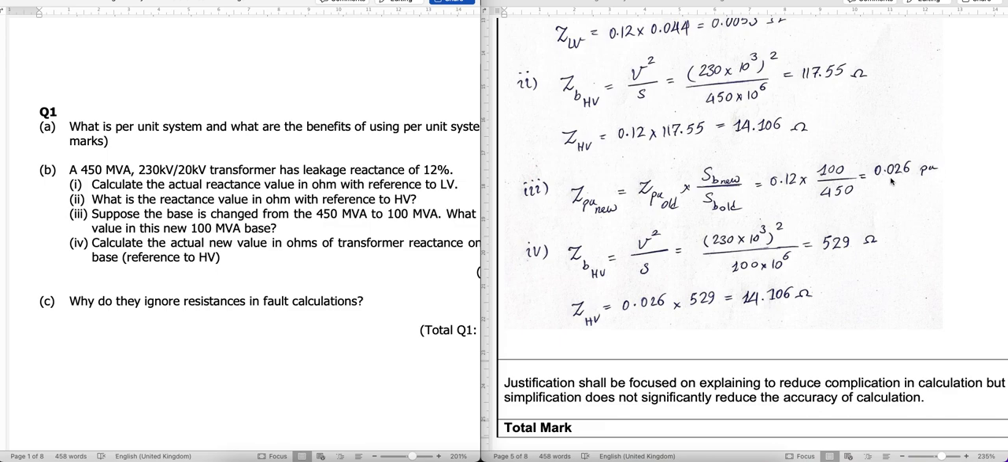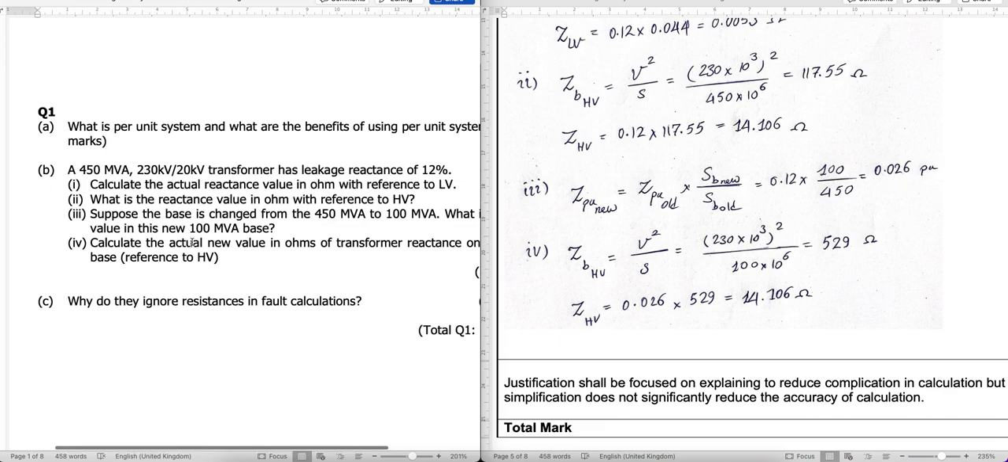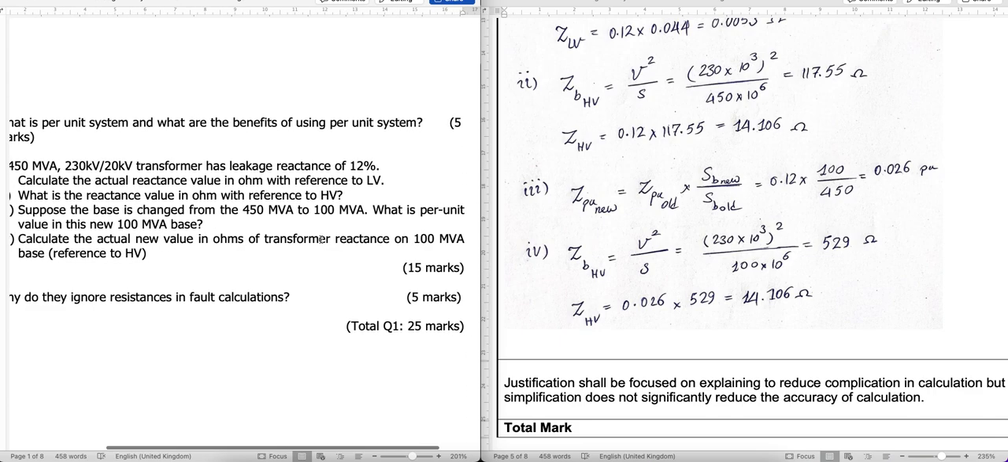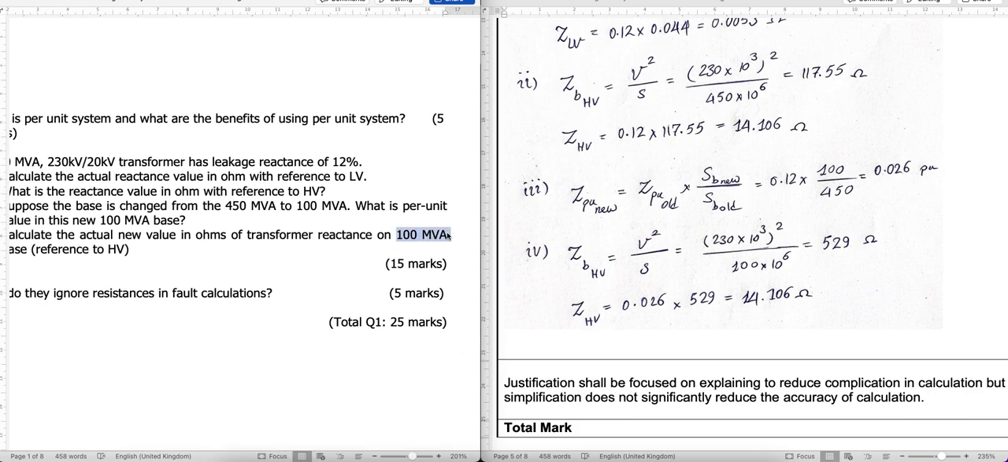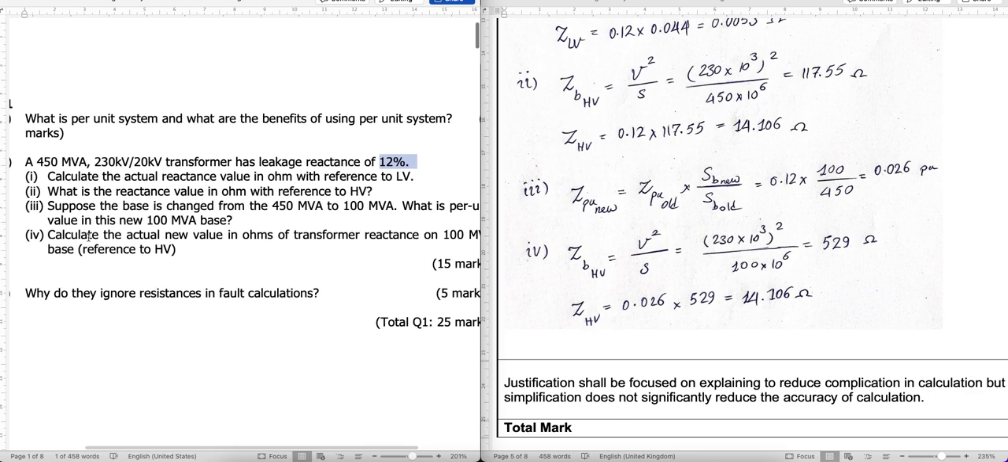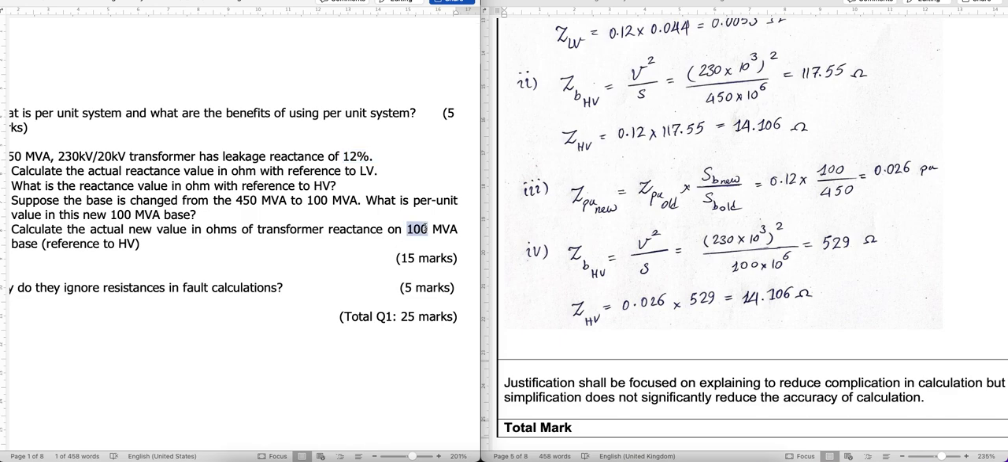Yes, this is 0.026 because here they say calculate the actual new value in ohm in the new system. So when they say in the new system, I need to use the new per unit. You cannot use 12% anymore here. That leakage 12% had been calculated by the manufacturer based on 450 MVA. They got that 12% because they used 450. But in section 4, we should focus on the 100 MVA system, so we need to use that per unit value.